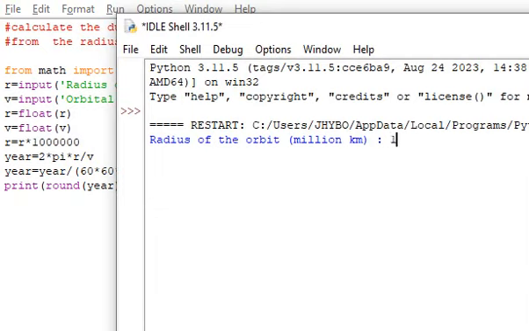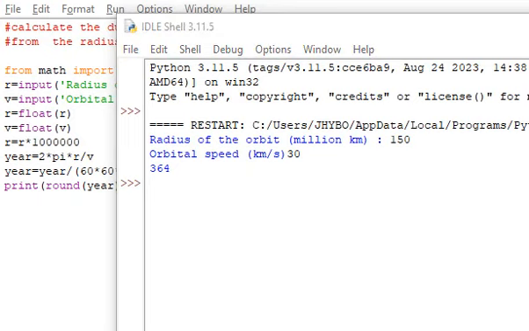Radius of the orbit to be 150. Then the speed in kilometers per second to be 30. The days will be 364. So that's a simple way on how to calculate. Thanks.